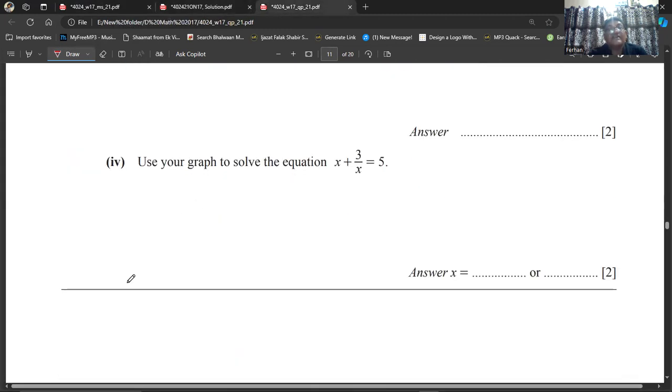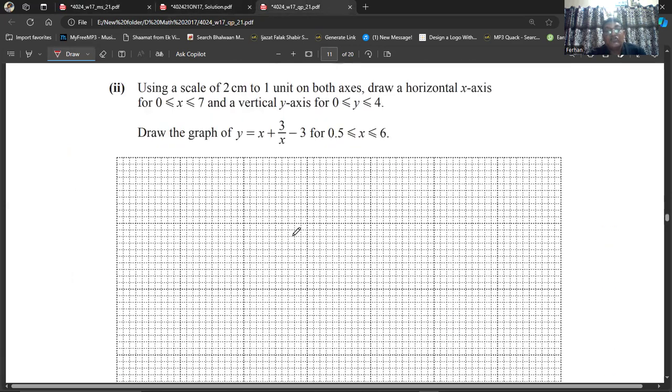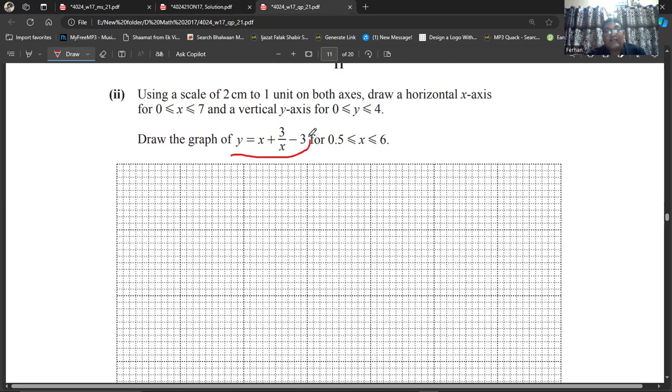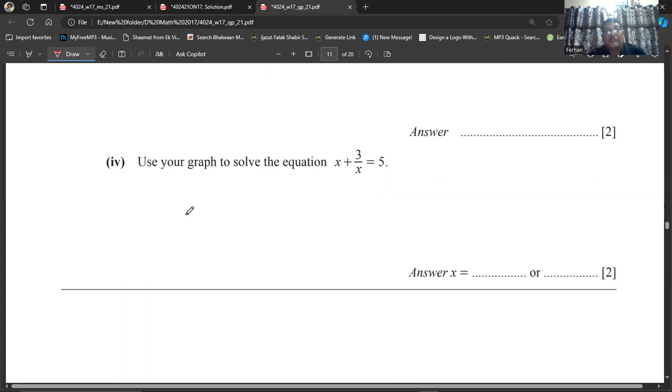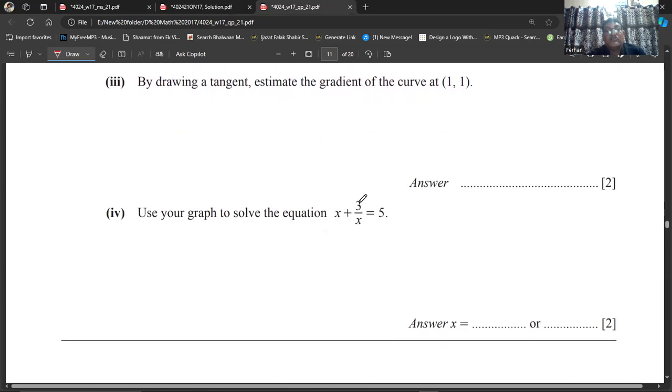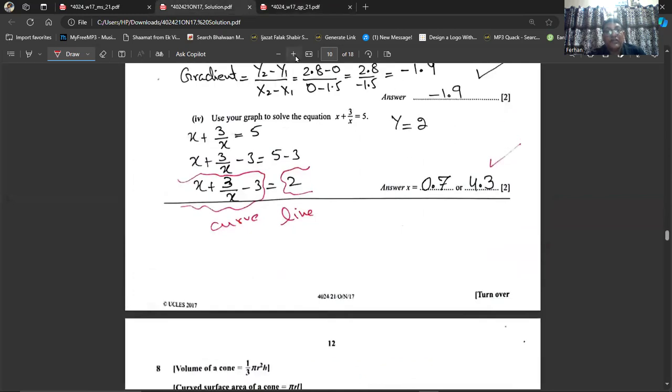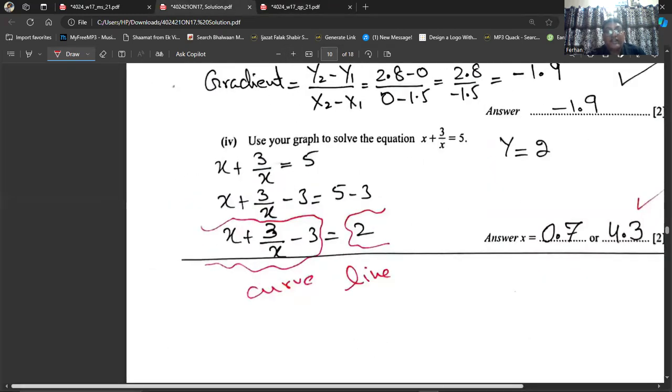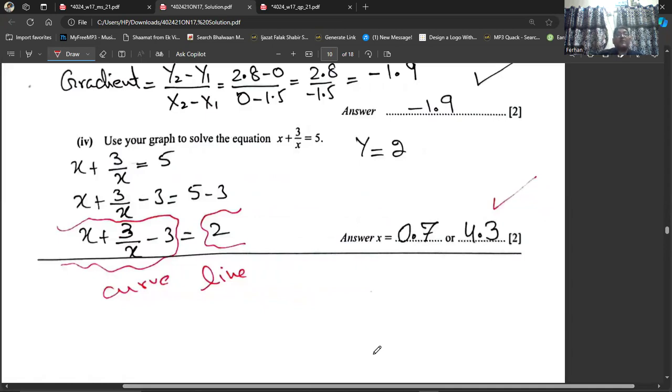Okay. So it says use your graph to solve this equation. If you want to solve this equation with the help of the graph, on the left side I will make this equation. So here x plus 3 by x, and it needs 3 more. So it needs minus 3 there. So from this 5, I will take 3 to this side. Let me show you. In this kind of question, on the left side I will try to make the equation whose graph is there. That is the curve.